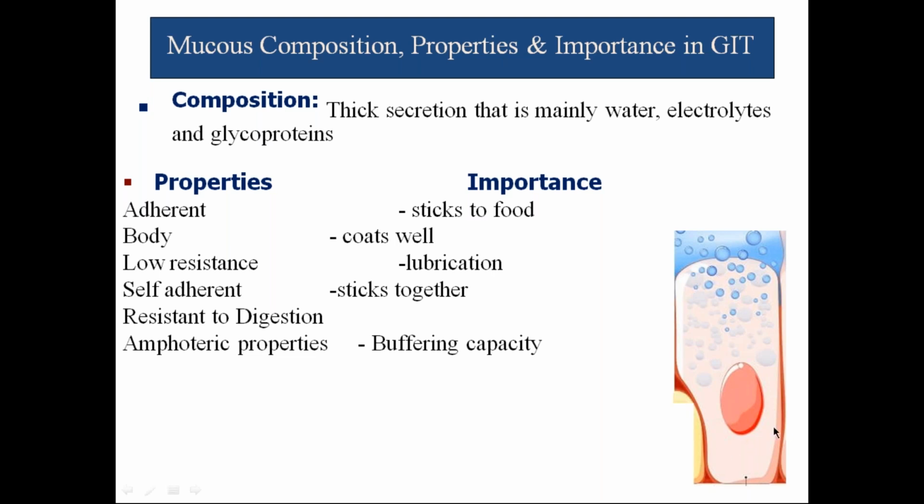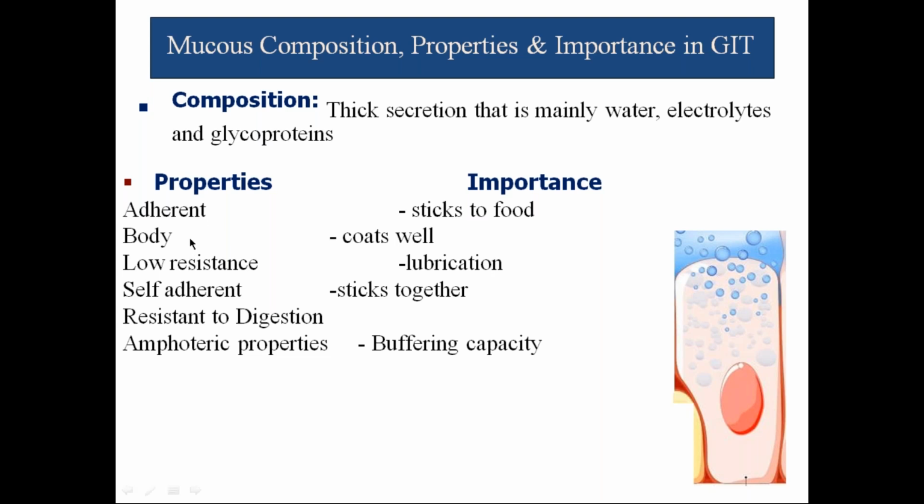Here you can see that this is a mucus cell and it has released or secreted mucus into the lumen and it forms a protective covering. What is mucus? It is a thick secretion comprising mainly of water, electrolytes and glycoproteins. It has various properties and each property is serving a particular function. So the first property of mucus is that it is adherent.